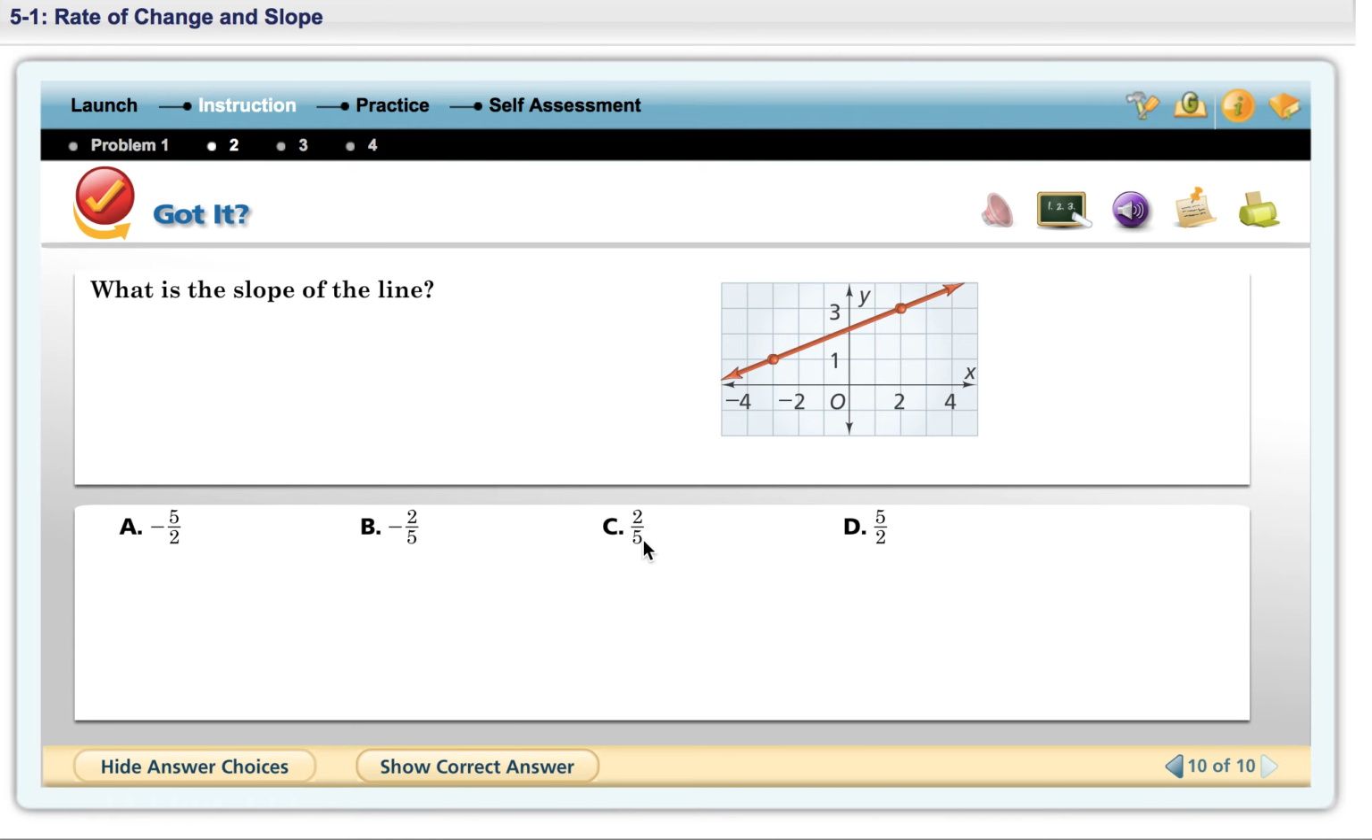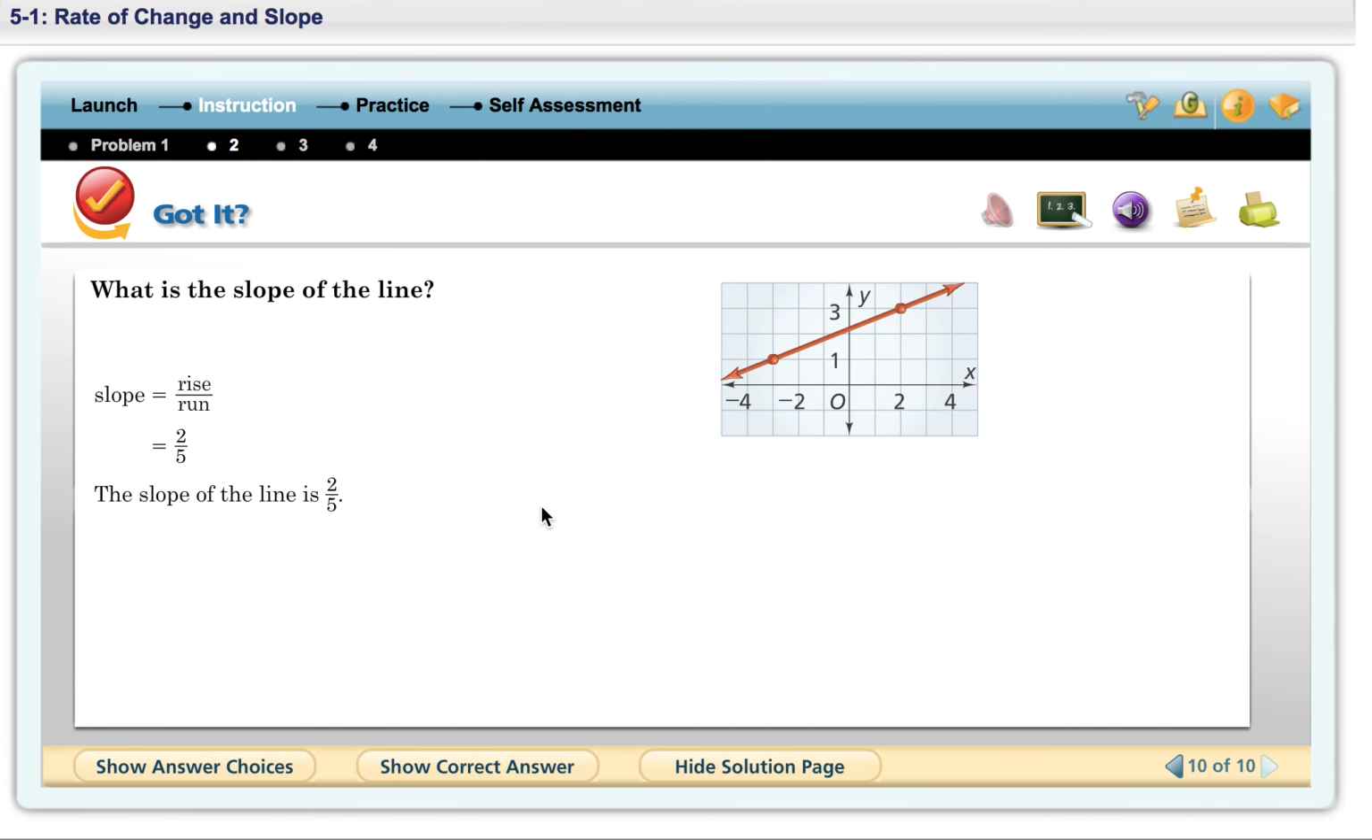Then we have to figure out, does it go up 2 and over 5 or up 5 and over 2? Well, this point goes up to here. Looks like we go up 2 and then over 1, 2, 3, 4, 5. So it's up 2 over 5, right? So we're looking at this one. We'll show the correct answer, 2 over 5. And then the solutions page is here. We rise 2, and then we run 5.